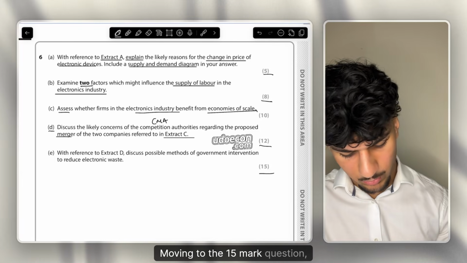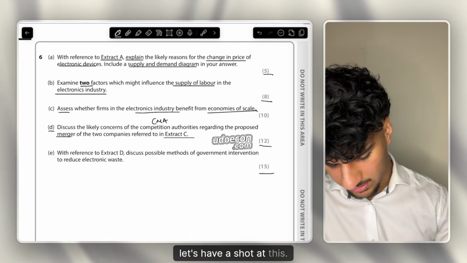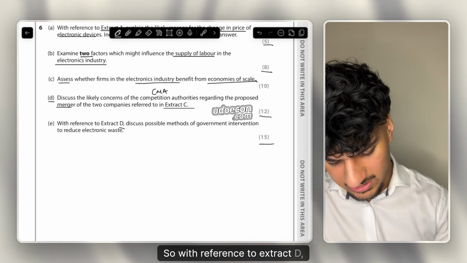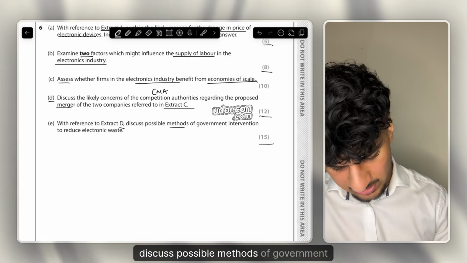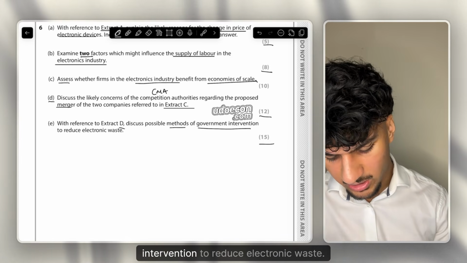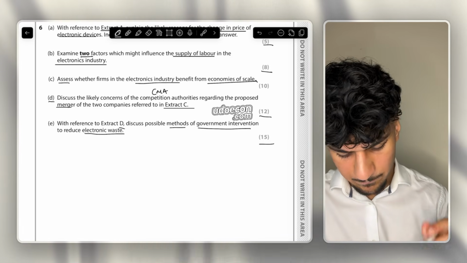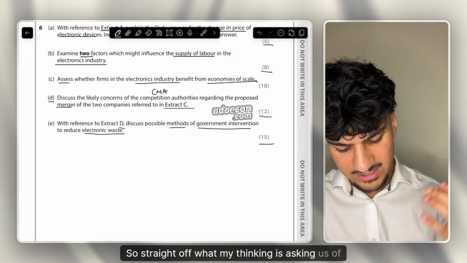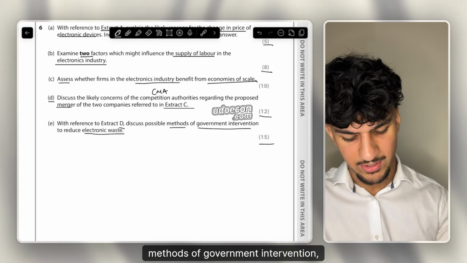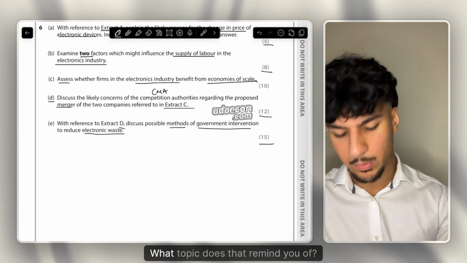Moving on to the 15-mark question, let's have a shot at this. With reference to Extract D, discuss possible methods of government intervention to reduce electronic waste. So straight off, what am I thinking is asking us of methods of government intervention. What does that remind you of? What topic does that remind you of?